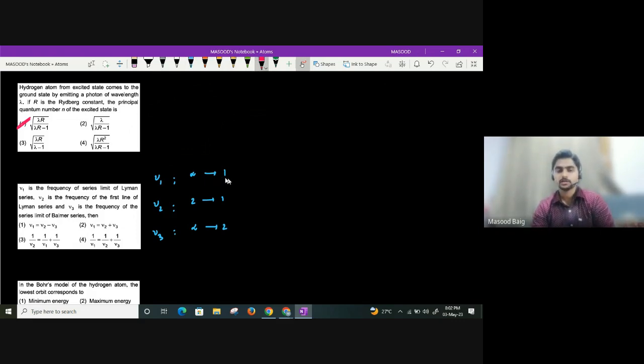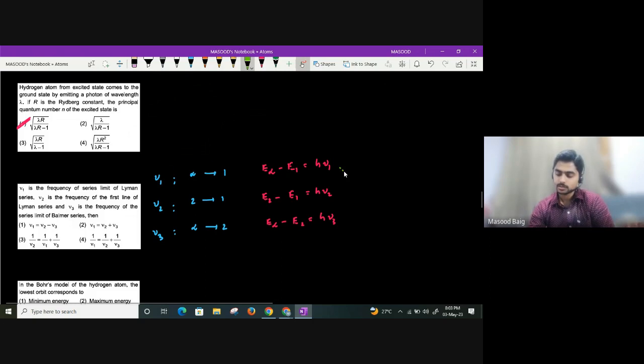Now the transition is made from infinity to 1, so energy will be emitted. We can write E infinity minus E1 equals h nu1. The difference in energy is nothing but the energy of the photon. Here, E2 minus E1 equals h nu2. And E infinity minus E2 equals h nu3. Three equations we have.